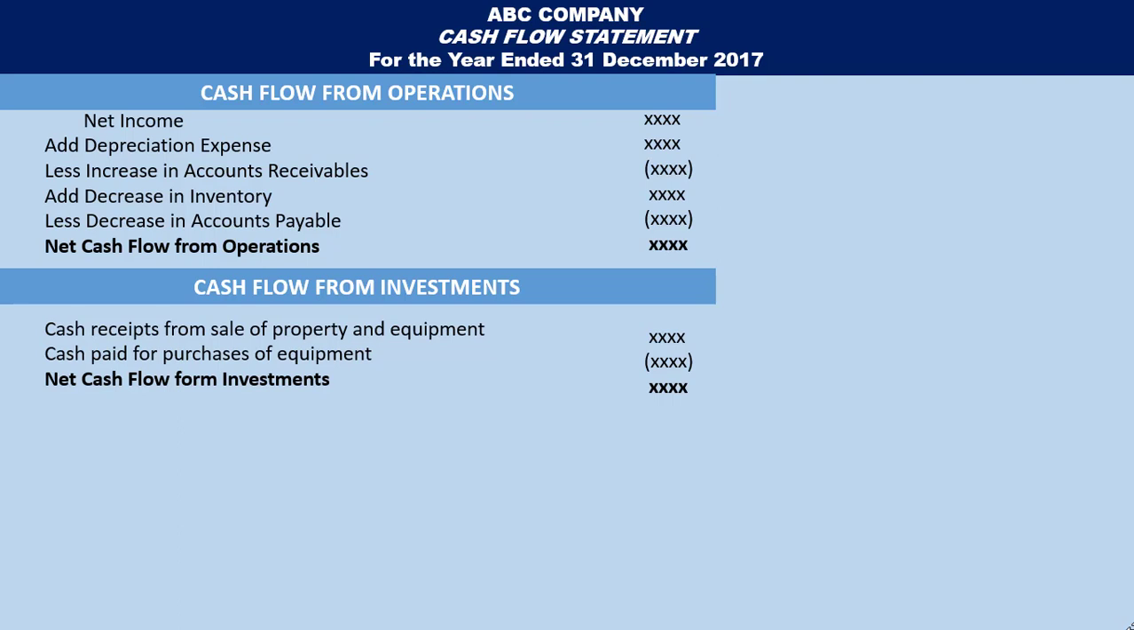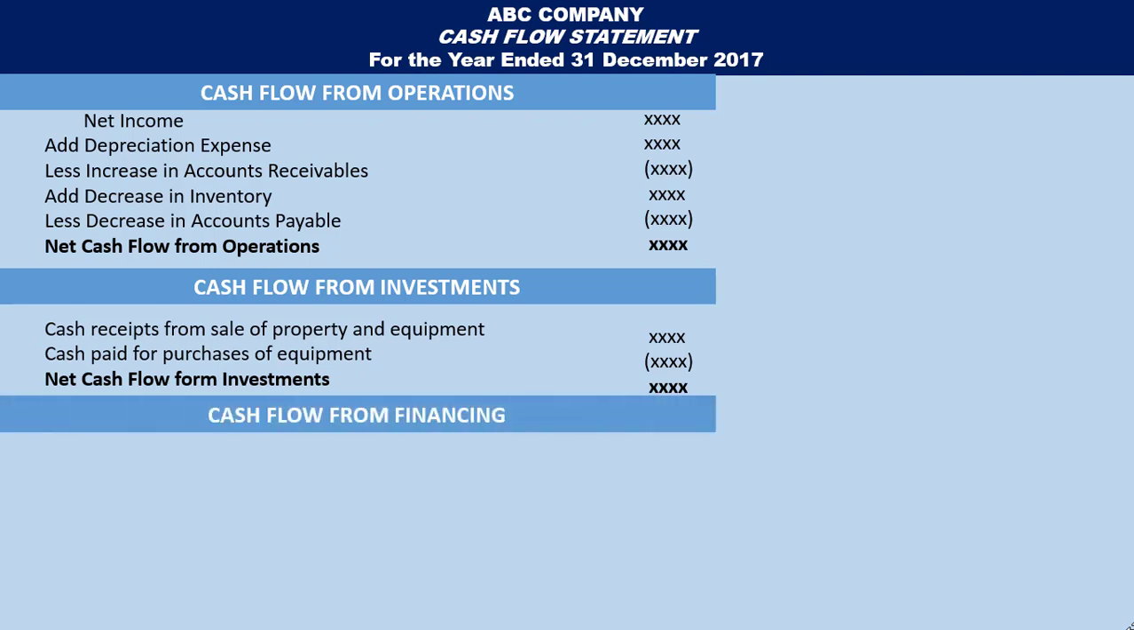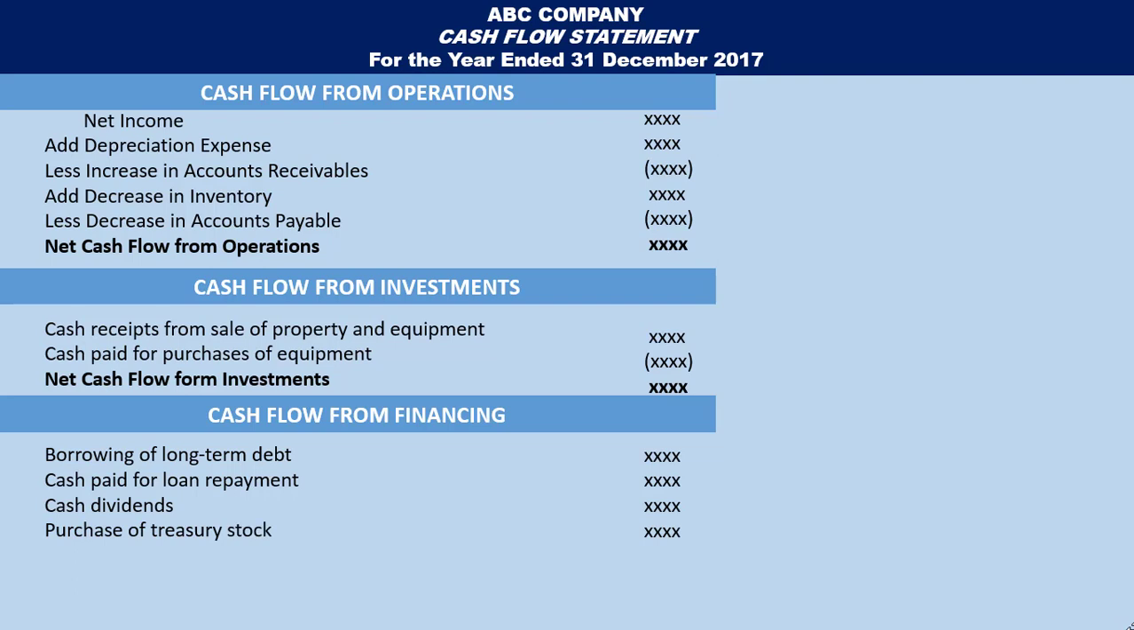Now we talk about the third section of the cash flow statement, which is cash flow from financing activities, which includes three main transactions: stock transactions, debt transactions, and dividends, such as borrowing of long-term debt, cash paid for loan repayment, cash dividends, purchase of treasury stock. Now we add up all the cash coming in and going out from the financing activities. Then we will get the net cash flow from financing.